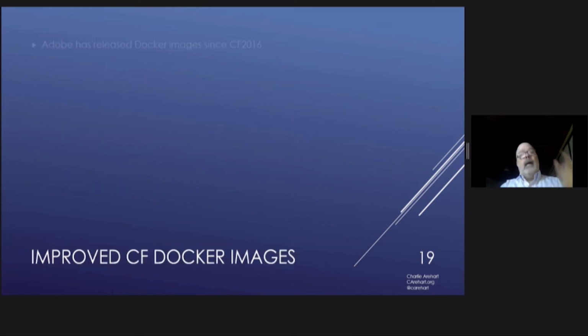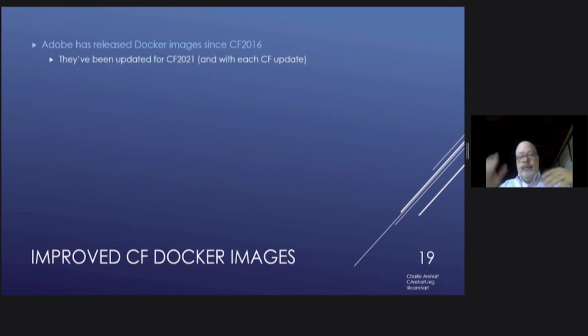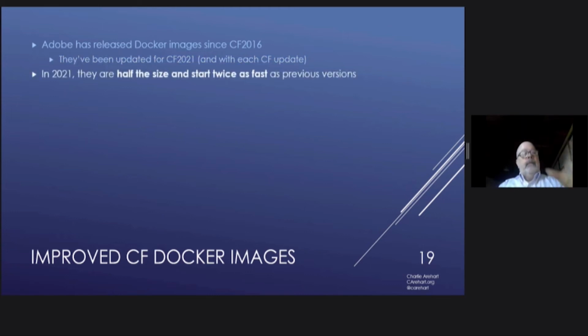Now, moving on to the Docker images. I said that the Docker images have been around since CF 2016. They have been updated with 2021 and with each update to CF. Update 1 and Update 2 had new images. That's the cool thing about Docker, is that there'll be a new image with a new tag, and that's the way it works. These images, again, are half the size and start twice as fast as the prior images for 2018 and 2016. There are those new environment variables that I mentioned earlier.